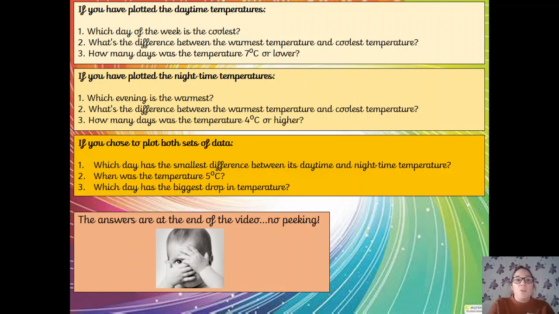Okay, so if you plot the daytime temperature, you've got the questions at the top. If you choose to plot the nighttime temperatures, you've got the questions in the middle. And if you choose to plot both sets of data, you have got the bottom questions, okay? So you've all got different questions depending on which ones you have plotted. Remember, no peeping, because the answers are at the end of the video. And I will know.